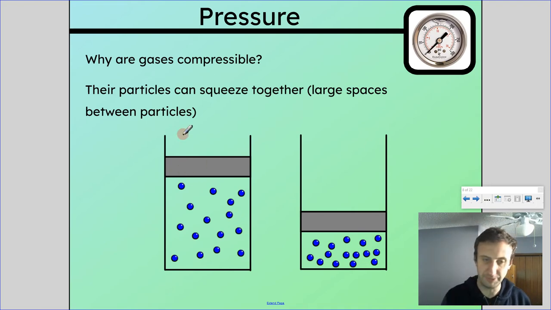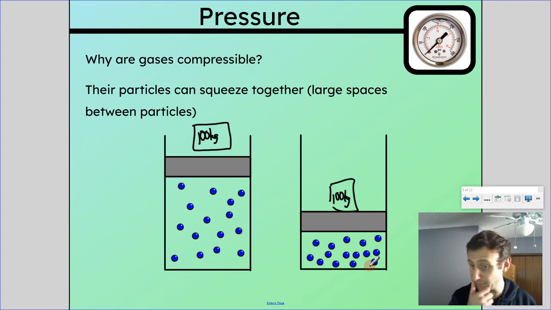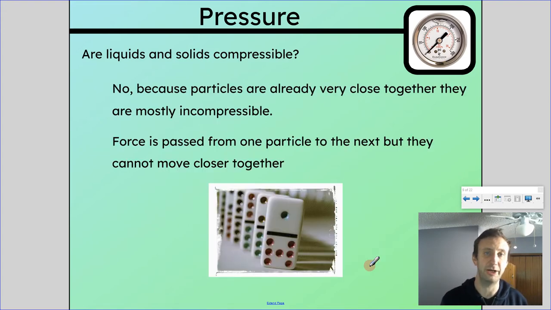So in this diagram, if I had my gas here and then some kind of barrier in between that can move up and down, and then let's say I apply some force, like let's say I put a big massive 100-kilogram mass on there, then it pushes it down to here. And now these particles are much closer together. So now those particles are compressed. They are closer together and they're under pressure.